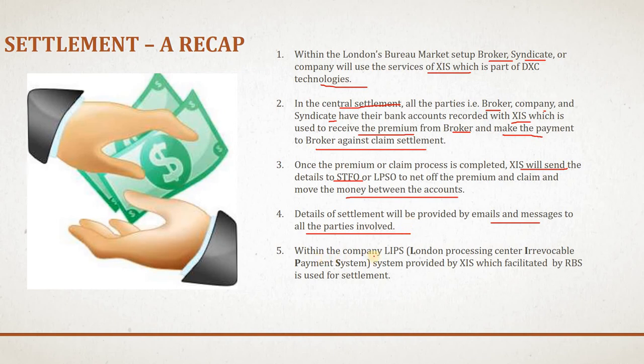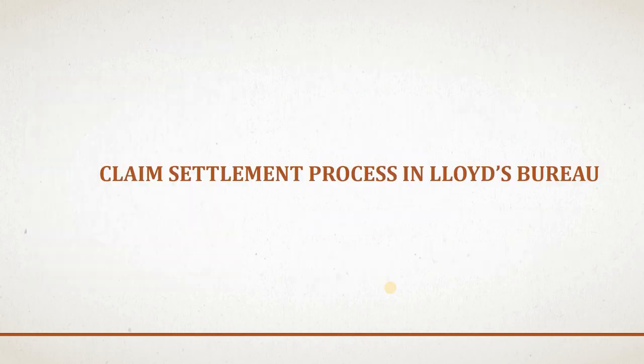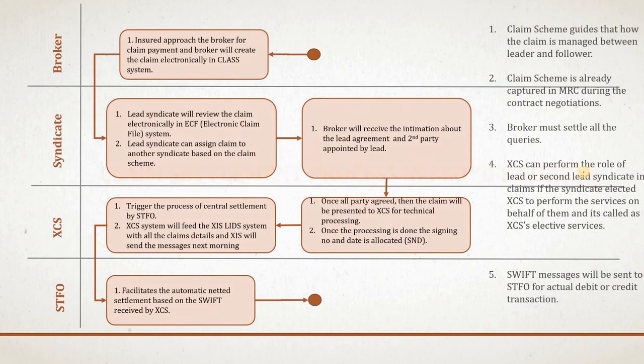Within the company market, LIPS stands for London Processing Center Irrecoverable Payment System. So RBS is basically responsible for settlement within the London market when we talk about the company bureau. So, the claim settlement process within Lloyd's. How does the claim settlement process look within Lloyd's? We will see it in a nice swim lane diagram.